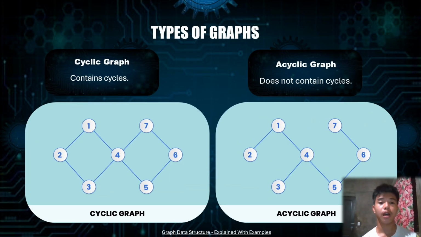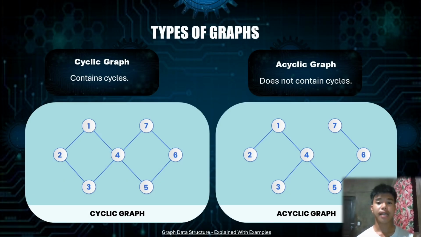And fifth, cyclic graph contains a cycle. Cyclic graphs, real life example: a group of friends where everyone knows each other. You can start at one person and eventually return to the same person. The connections form a loop. Another example, circular or roundabout routes.